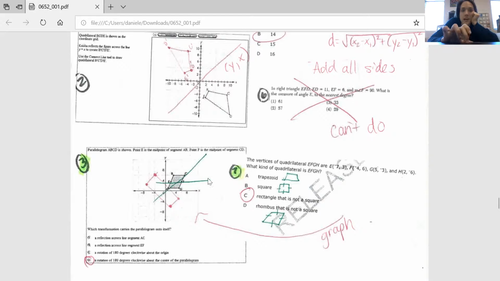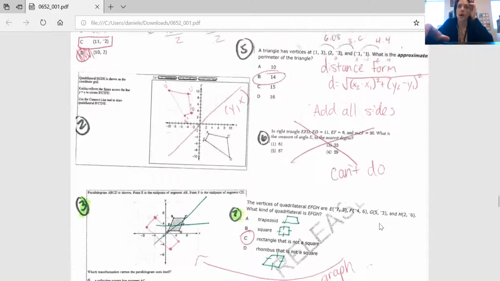Reflecting across EF would be me drawing a line right here, and if I folded this top part down, they're not going to match. Now, rotating about the origin versus rotating about the figure. If you rotate about the origin, you're turning the entire paper. 180 would be turning it upside down, and this parallelogram would end up down here in quadrant 3, which isn't right. But if I rotate about the center, that would be like putting my finger right here and only turning the parallelogram 180 degrees, which would make it match.